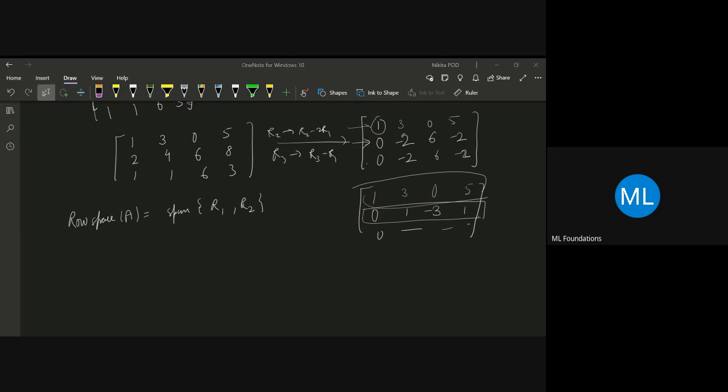Ma'am, row 2 and row 3 are same, no? Yes, row 3 and row 2 are same, (1, 0, 9, 2). I think it's okay. Even this would be an answer, the span of these two rows, right? And this would be an answer.